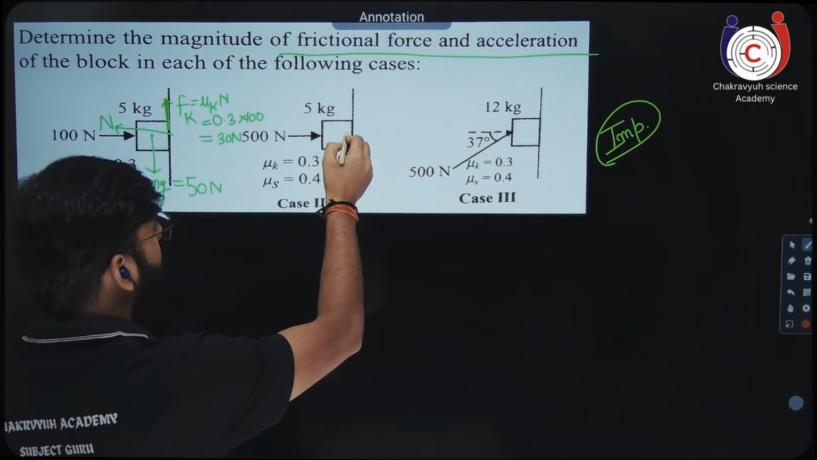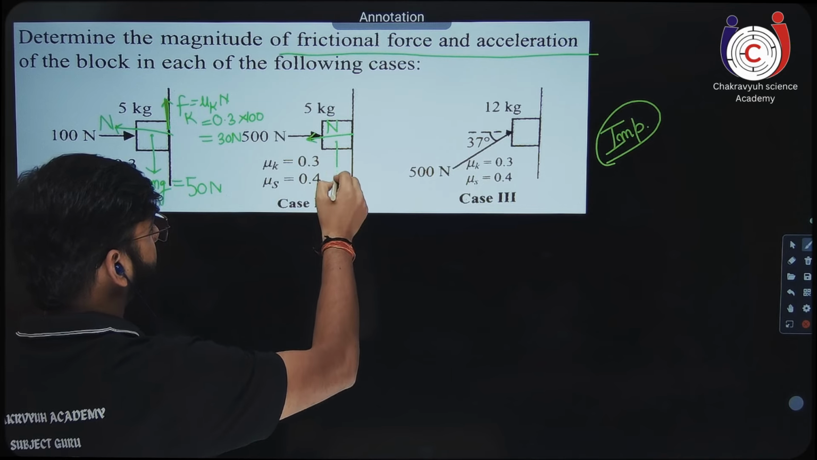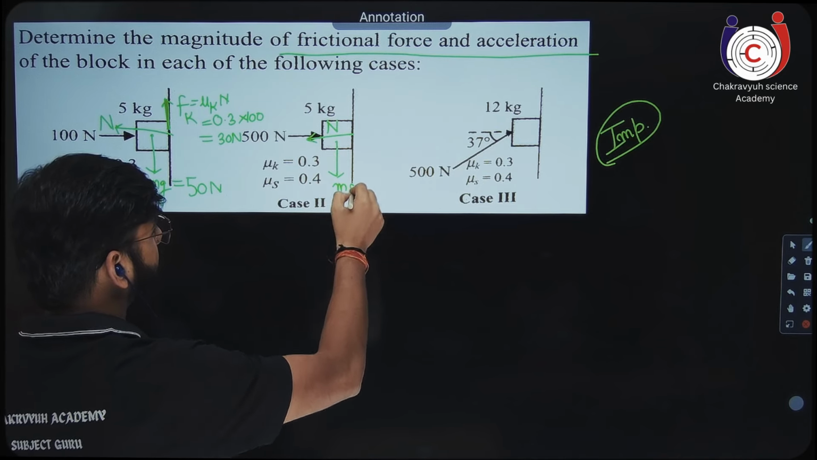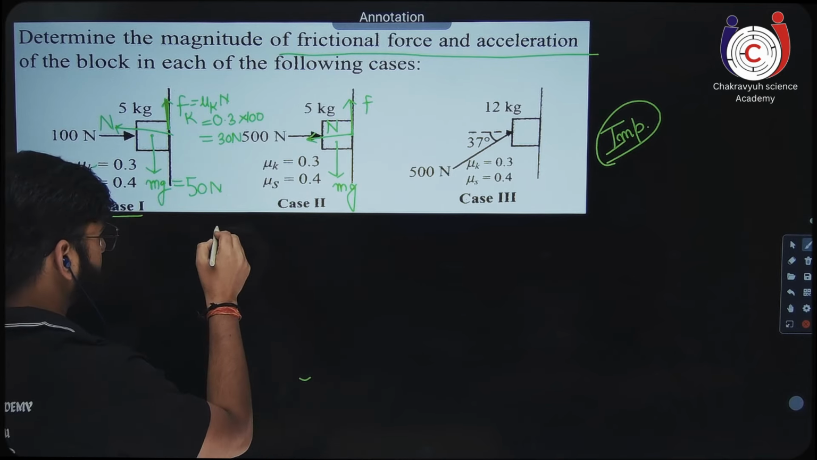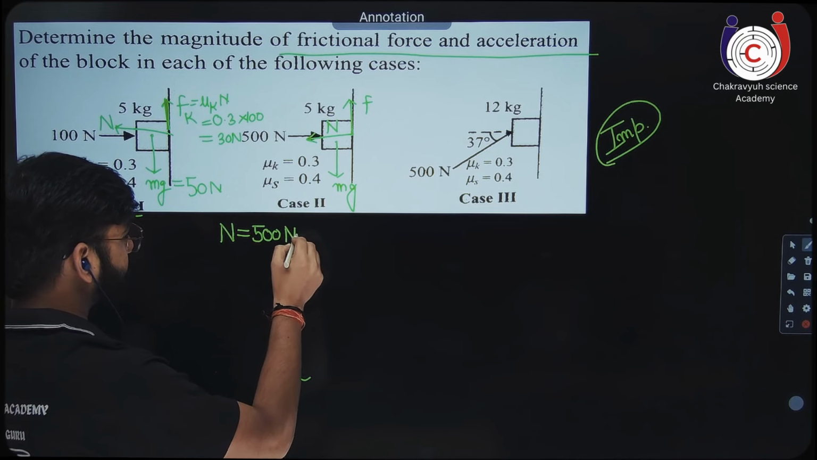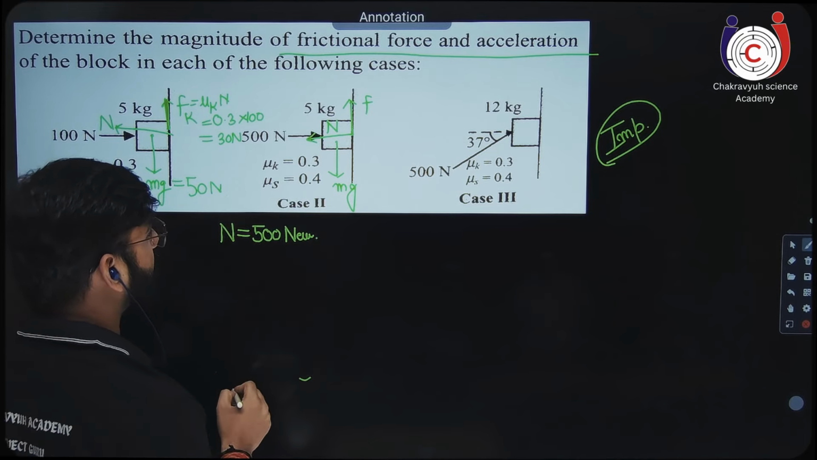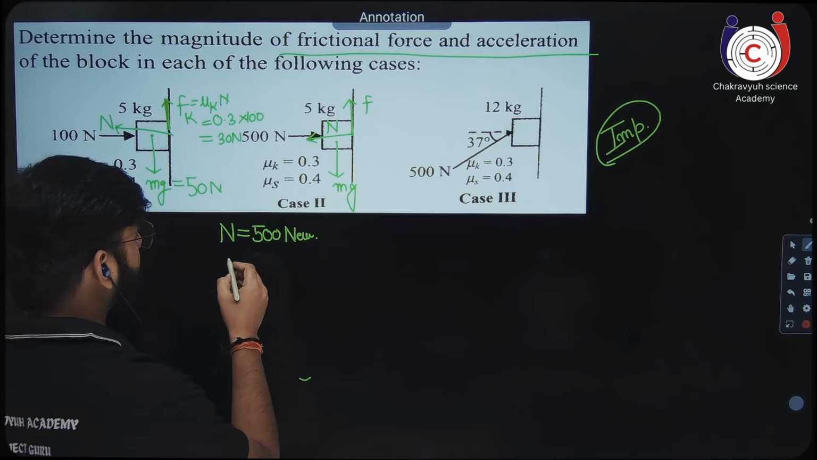Second part, this is the normal force. So in this case, normal force will be equal to 500. Friction will be acting in the upward direction. So second case we are solving, normal will be 500 newtons. So much? It's not moving? Yes, it will not move.